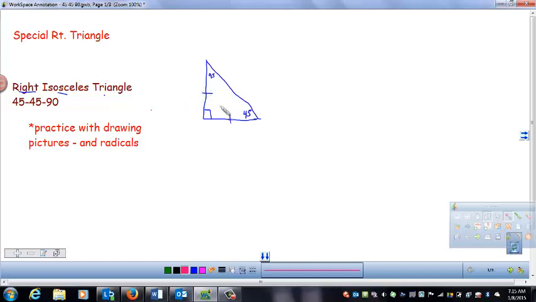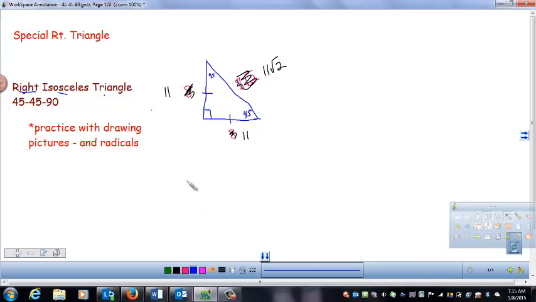These two sides are the same no matter what. So let's say this side is 8, then this side is 8. Then this side is always 8 square root of 2. Or if I cross this off, let's say the side was 11. Then this side would be 11, and this side would be 11 square root of 2. That's how easy it is.